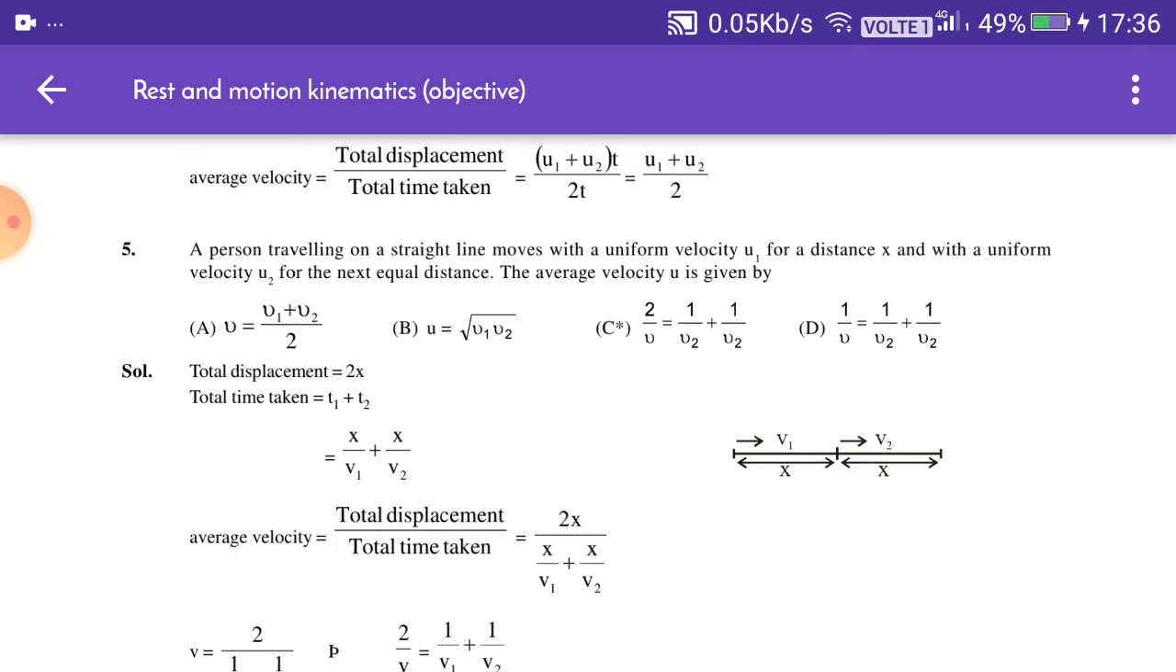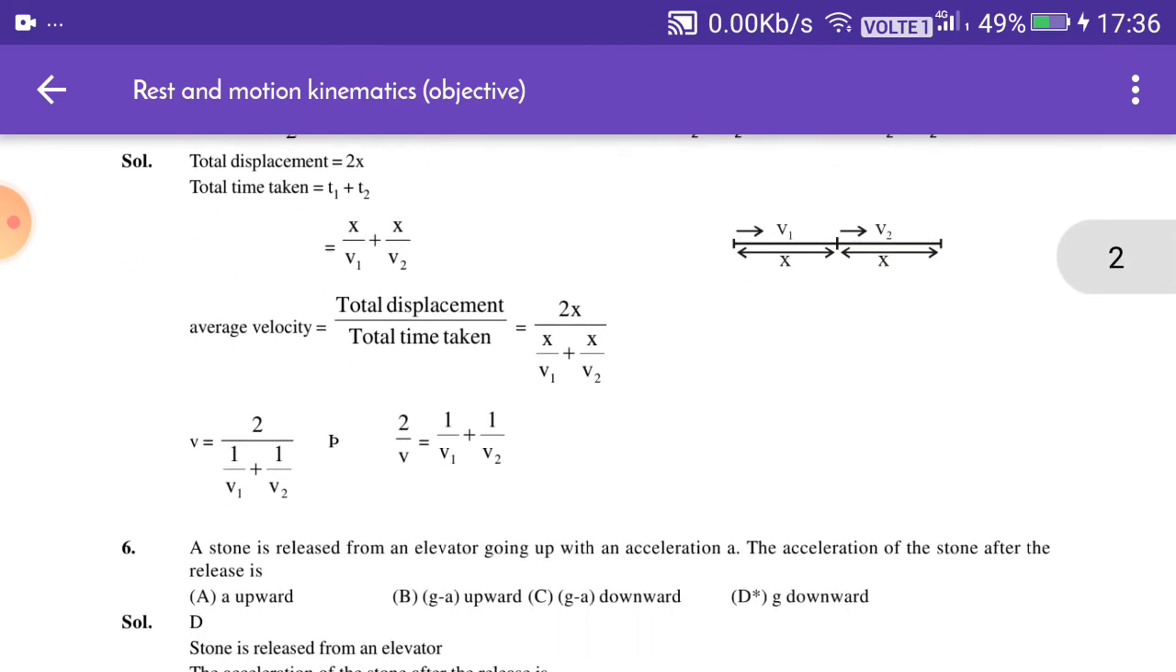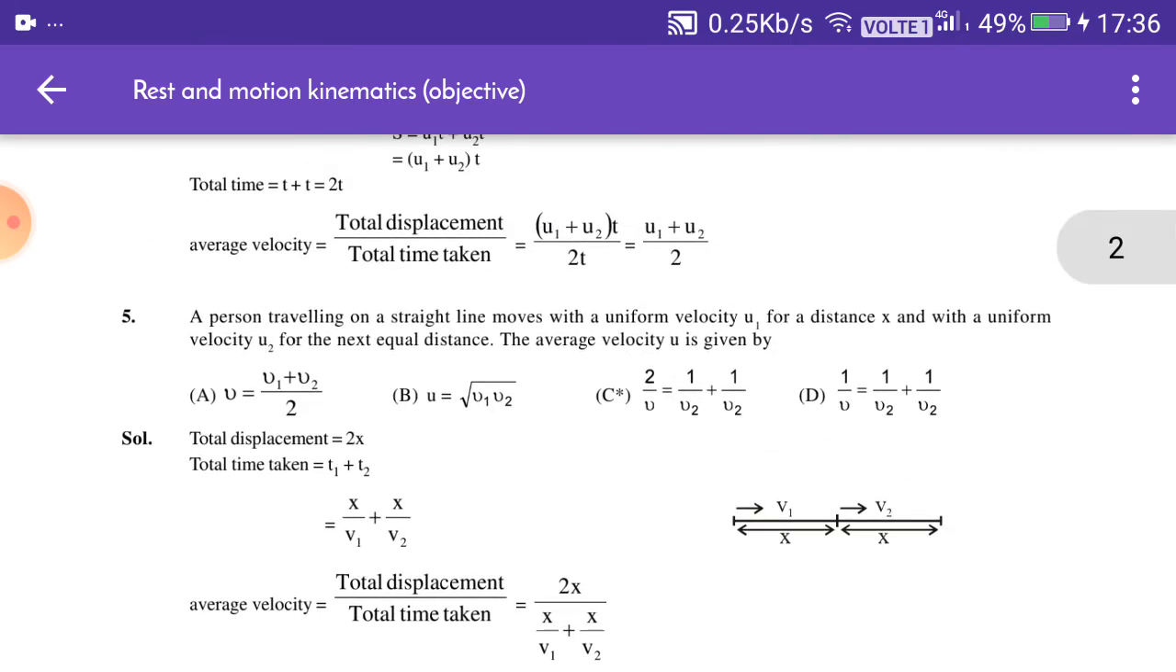2x. What is total time? x by v1 plus what? x by v2, or sometimes you can write t1 plus t2. Yes, but for the first one, x means what? Distance by velocity 1, distance like that. So 2x, x like that. Now here 2x is there, so 1 by v1 plus 1 by v2. After taking an LCM, what will you get? 2 by v is equal to 1 by v1 plus 1 by v2. Which option? C.